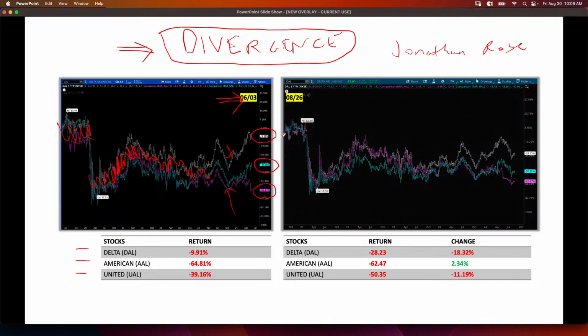But that doesn't mean they're going to always go higher, because look, 2 months later, Delta, which was down 9%, is now down 28%. So in that time, Delta fell 20%. Look at the cheapest one, American. American at the time was down almost 65%. American is up relative to the other two. United, same thing, right? United is down.